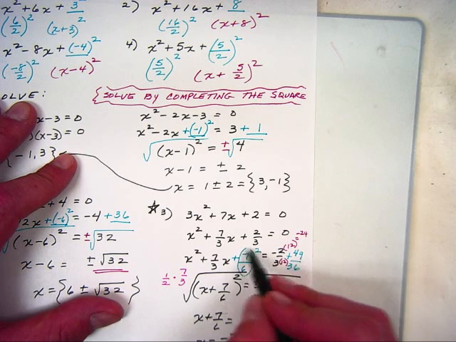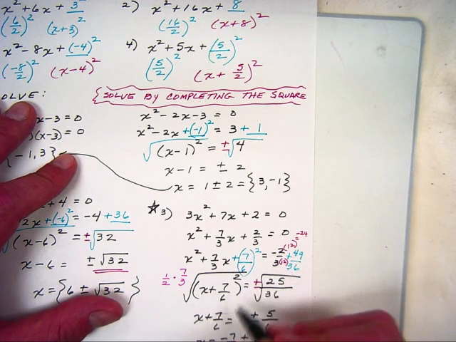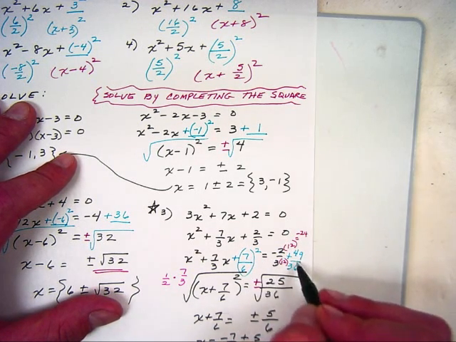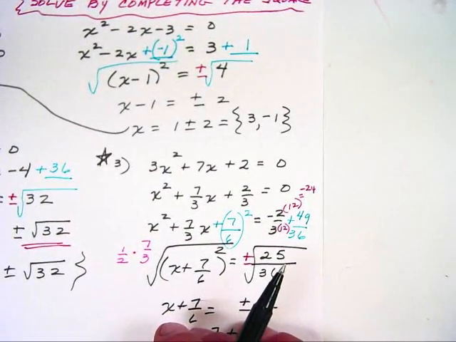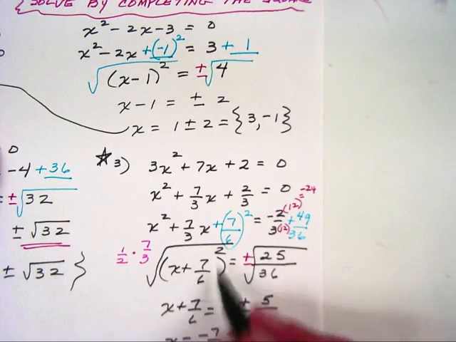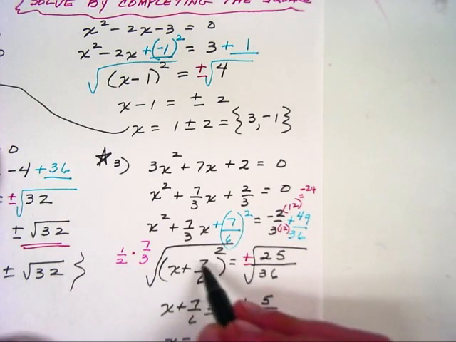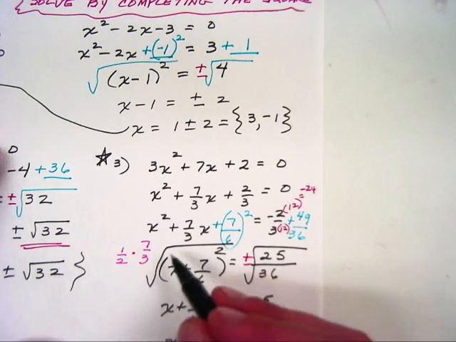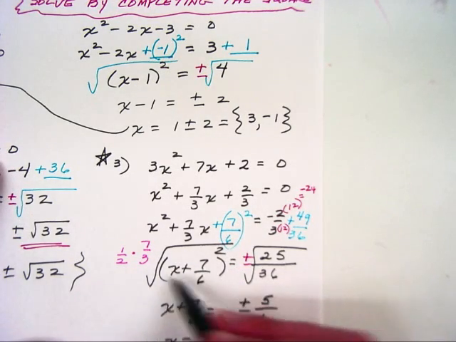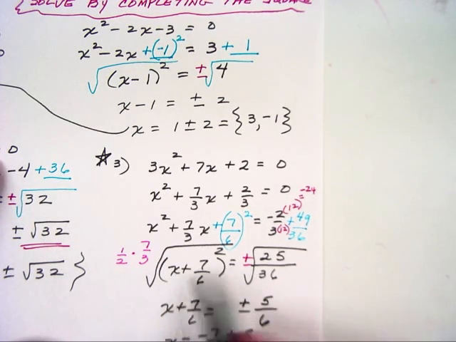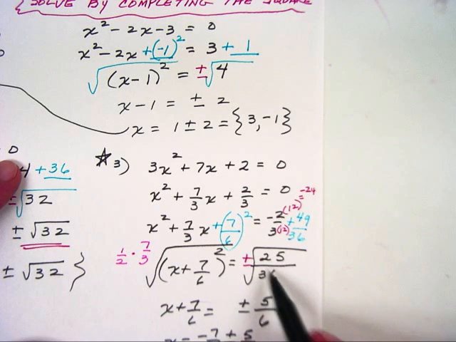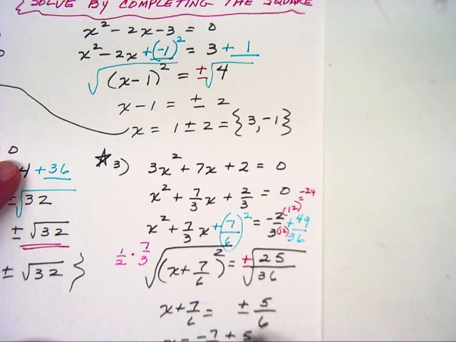Here I'm going to add it here as well, but I write it like 7 over 6 quantity squared, which is the same thing as positive 49 over 36. I just wrote it in a different fashion because I know it's going to have to go right here. So positive 7 over 6 goes right there. I then square root it, and then I square root this side. Again, I have to put a positive or negative because I square rooted a variable. Square root of 25 over 36 is 5 over 6. Positive or negative 5 over 6 equals x plus 7/6.